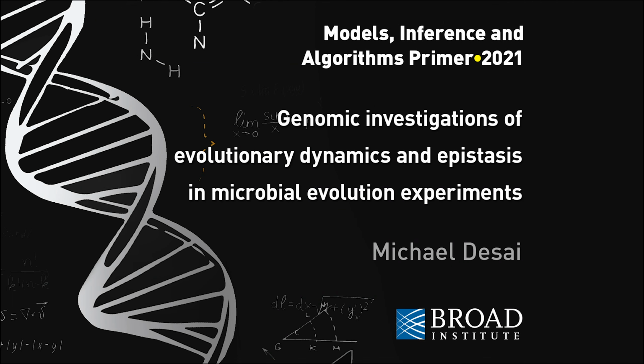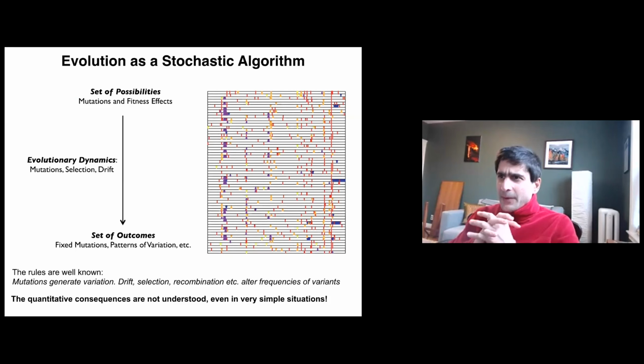What I'm going to do in this first talk this morning is to try to give a bit of a background into the kind of experimental data that we have, primarily from laboratory evolution experiments about evolutionary dynamics in microbial populations.